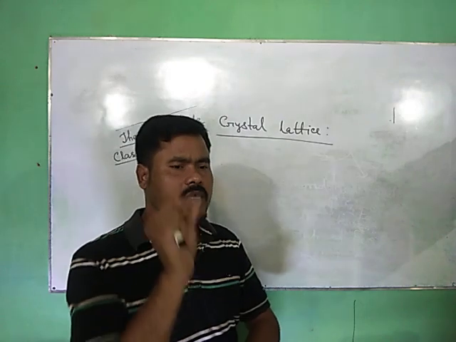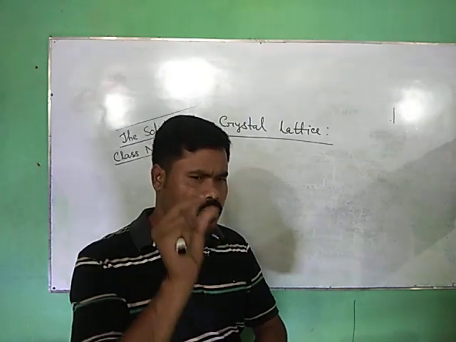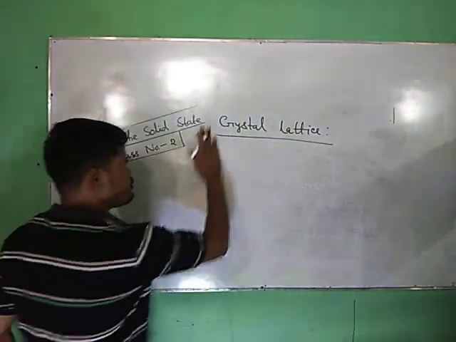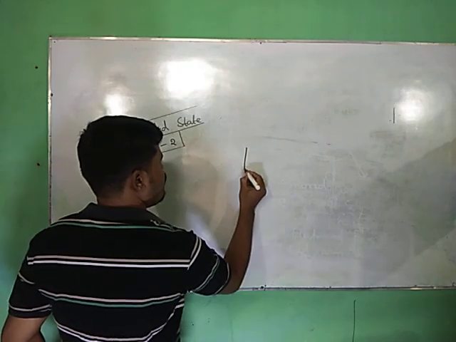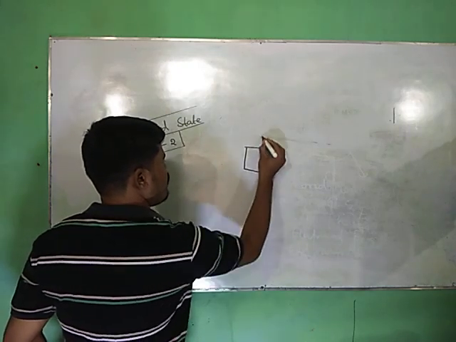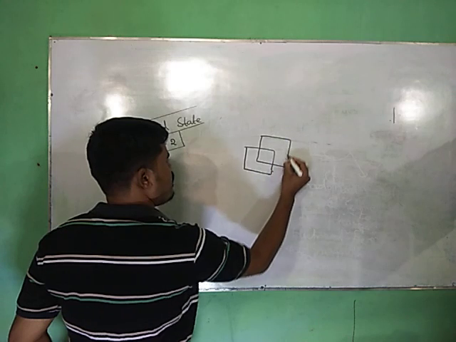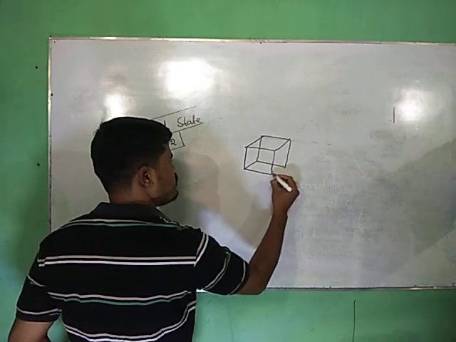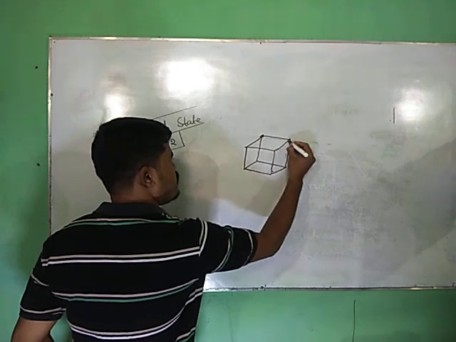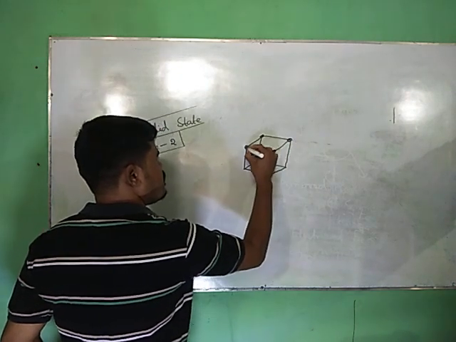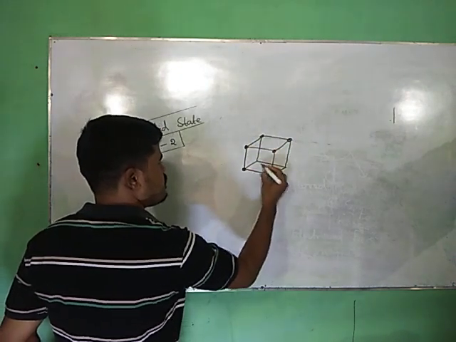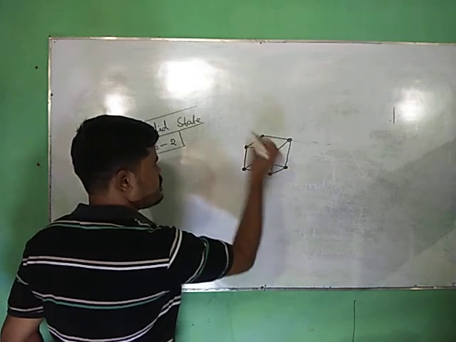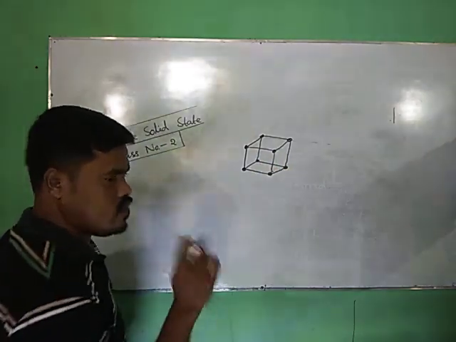I am going to draw a portion of a crystal, a cubic crystal lattice, just a portion. These are points, these are actually constituent particles of the crystals. Now I am showing these particles as points.